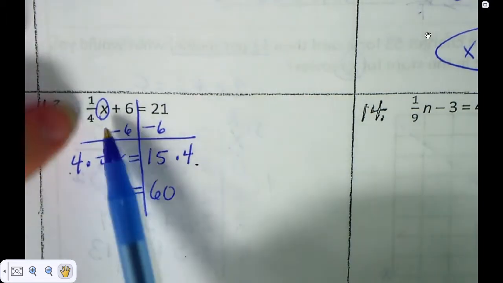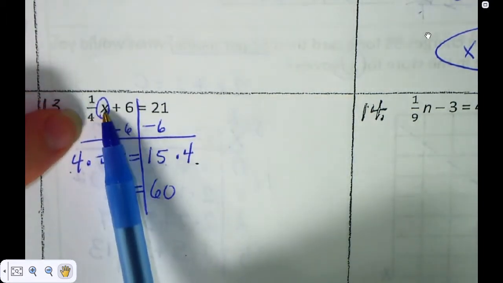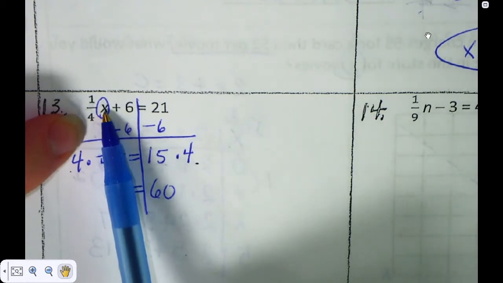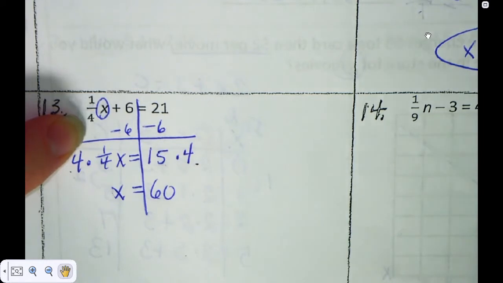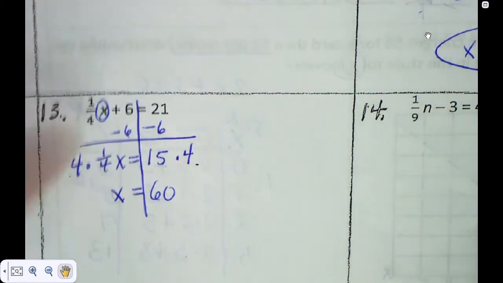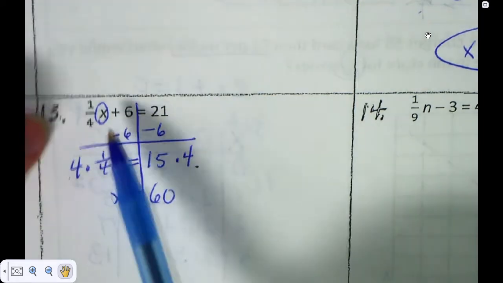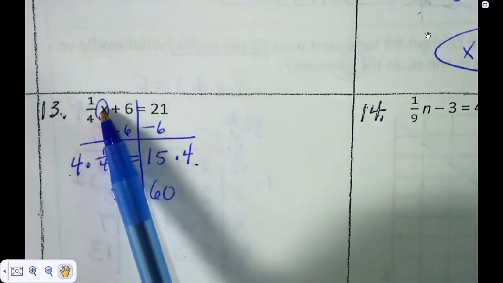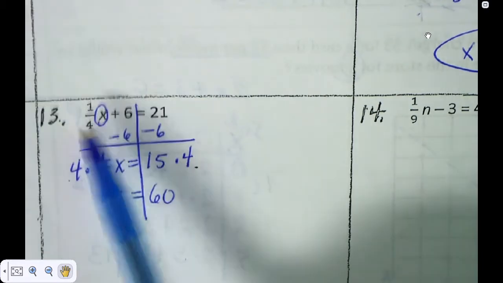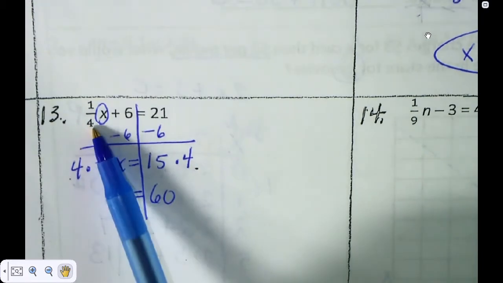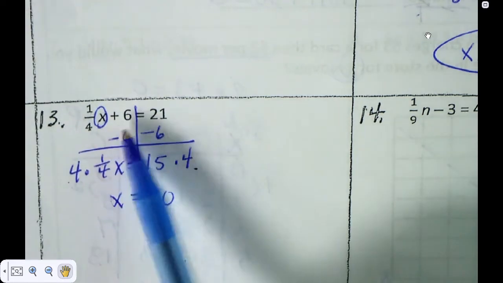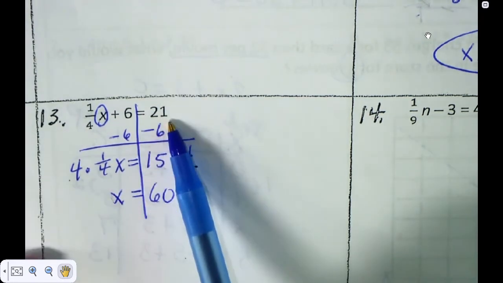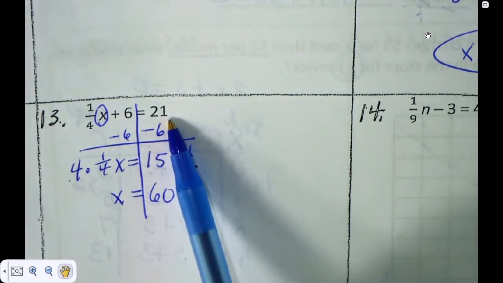Guys, you could have gone what? I was hoping somebody would say, Miss Kelsey, I was thinking you would go 60 divided by 4 plus 6. That's another way to do it. A fourth of a number is the same as dividing it by 4. Everybody do it. 60 divided by 4 plus 6. Did you get 21? I need you to know that there's both ways to do that.